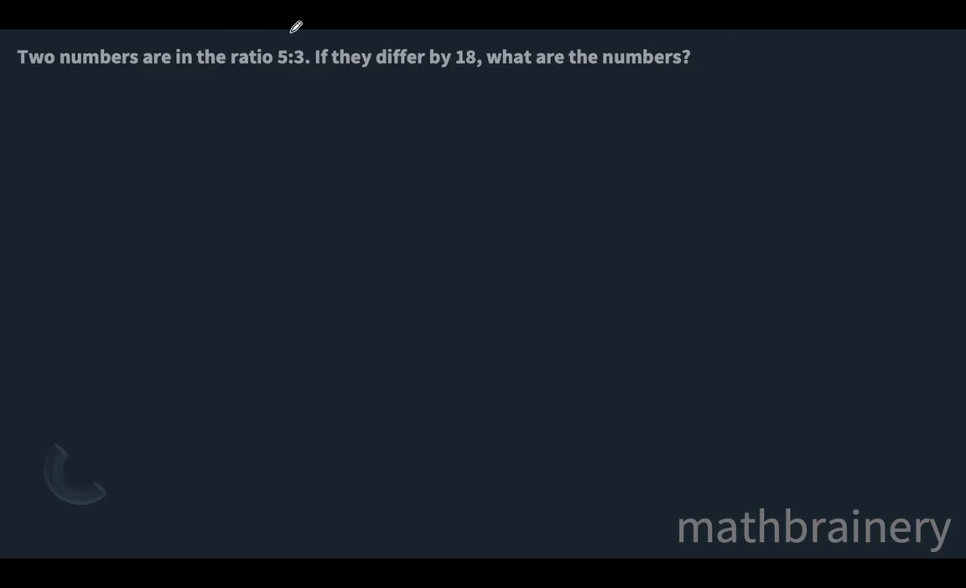Two numbers are in the ratio 5:3. If they differ by 18, what are the numbers? Now, what do we mean by this statement? Two numbers are in the ratio 5:3.